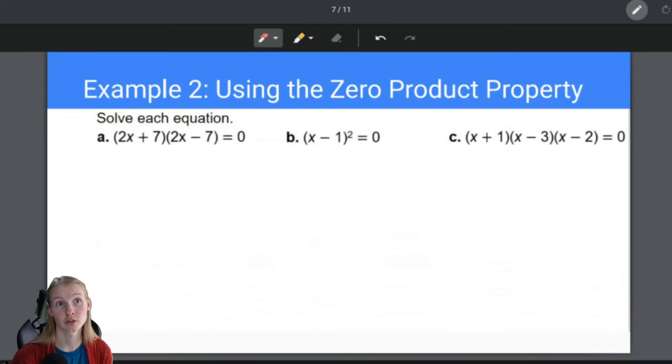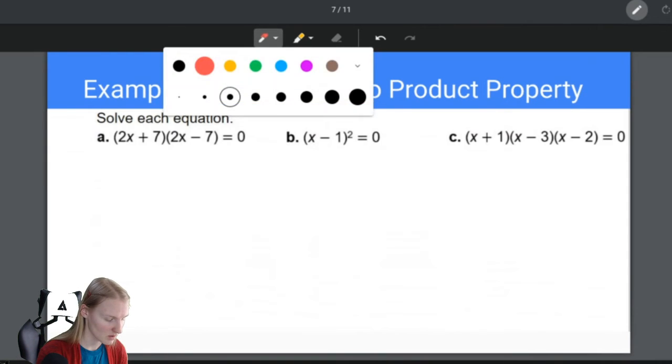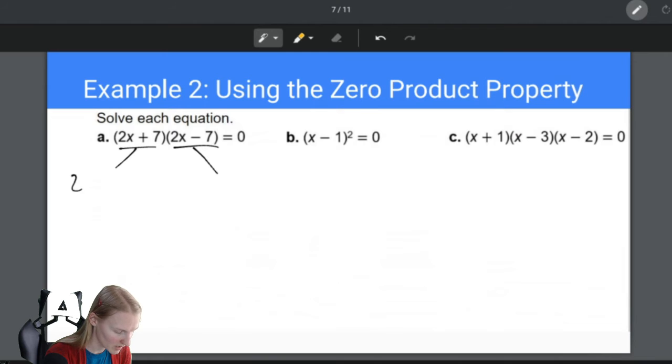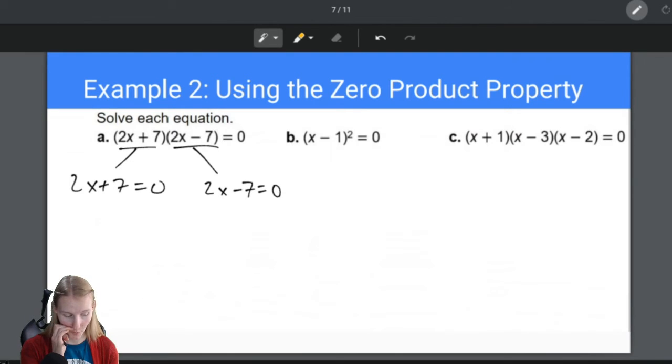It is very similar to the first one, but a little bit different. So I want to make sure that you watch this one too. So we're still going to use the zero product property, just like it says up at the top. But now, it's a little bit different than before. So here, zero product property, I still have 2x plus 7 equals 0, or I have 2x minus 7 equals 0. So both of these things are still true.